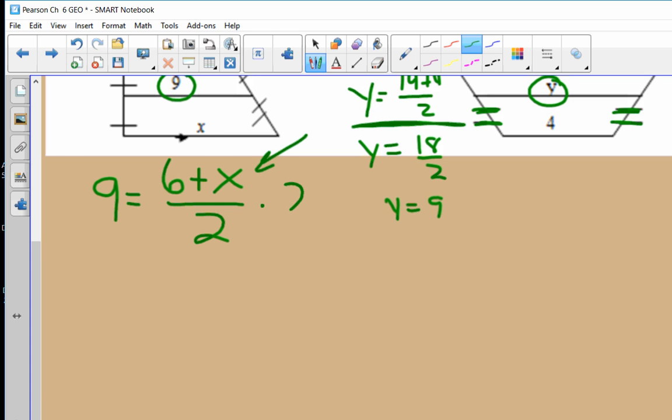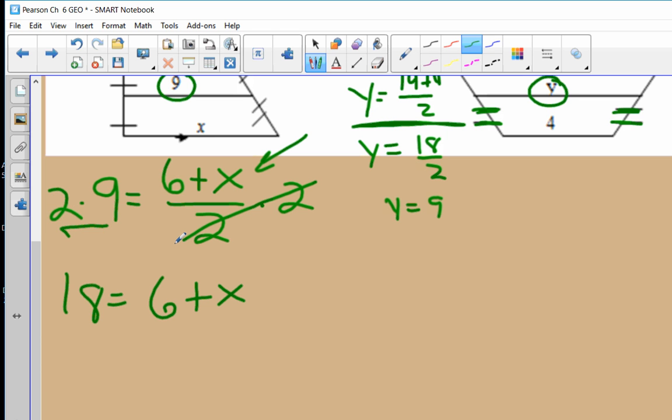How do we do it? We multiply both sides by the denominator. In this case, 2. All it's doing is making that go away. But over here, I get 18 equals what's on top over here left over, and I'm going to go ahead and subtract 6 from both sides, and I get that the other base is 12.